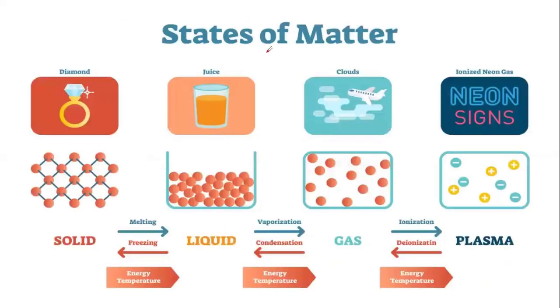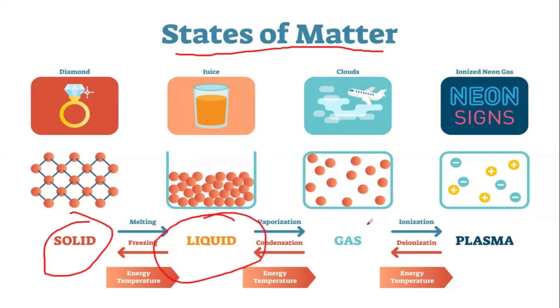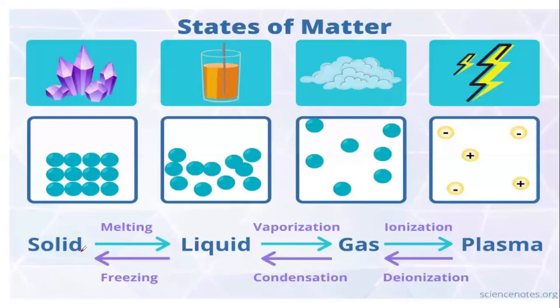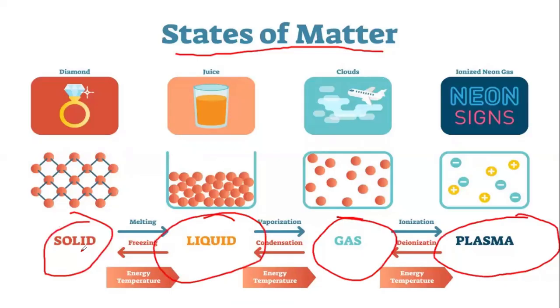Now we can talk about the states of matter, which you are very familiar with, right? How many states of matter do we have? We know we have four. The first one is solid. Then we have liquid, gas, and finally plasma. An example of a solid we can say is a stone.